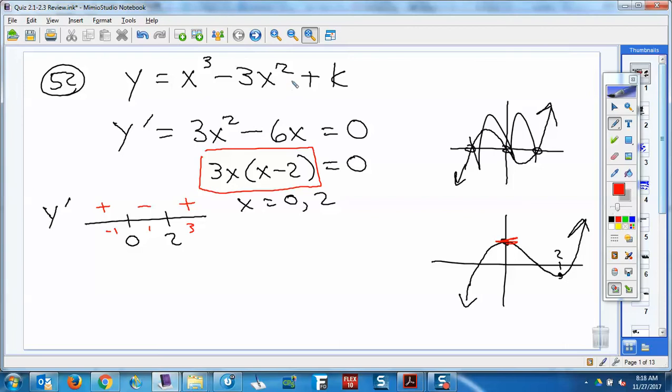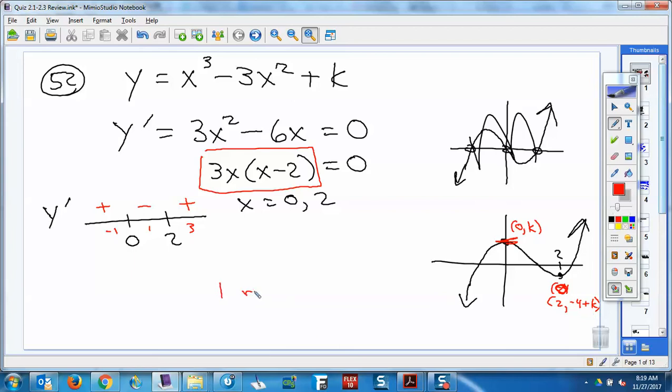So we put a 0 into the original, we get k. So this is the point (0, k). And then I put a 2 into here, that'd be 8. 2 squared is 4, so 8 minus 12. So this is -4 plus k. So this is the point (2, -4 plus k). Right? So those are the y values. So that's the key thing. So when will this have just one root? Well, one time it'll have just one root is when this goes all the way down below the x-axis, right? So when k is what?